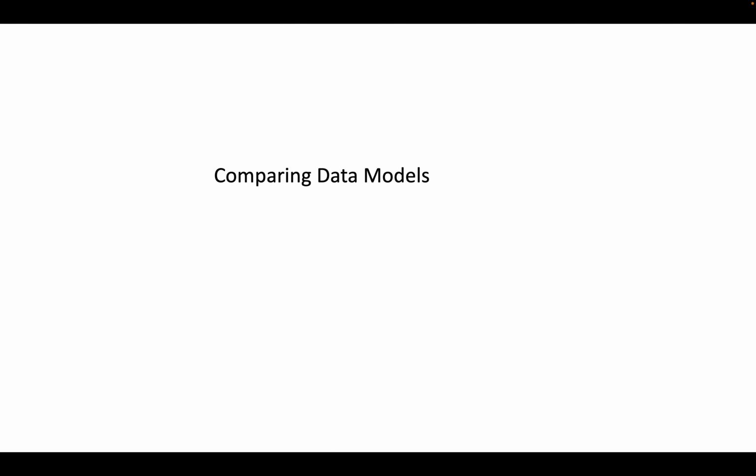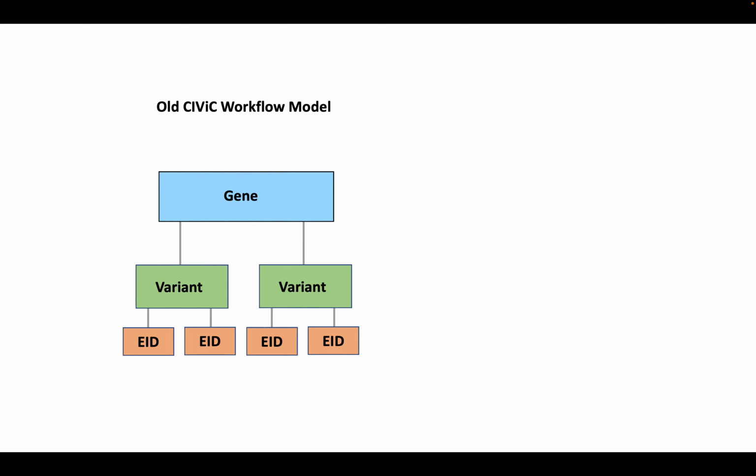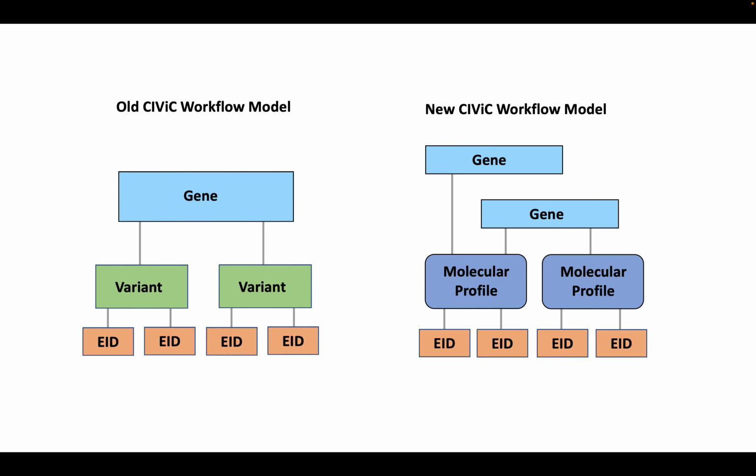Now let's take a quick schematic look at the data models. So in our old CIViC workflow model, we were going from gene to the variant, then selecting from the evidence items associated to that variant. In our new CIViC workflow model, we introduce molecular profiles. In the workflow under this model, the user can come to CIViC, check out their favorite gene, and then they'll see a set of molecular profiles associated to that gene, and now evidence items are associated to the molecular profile.